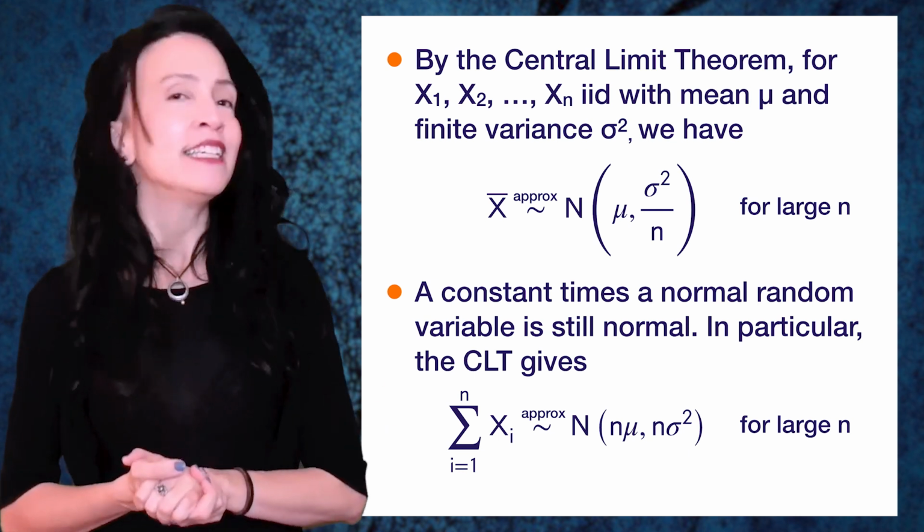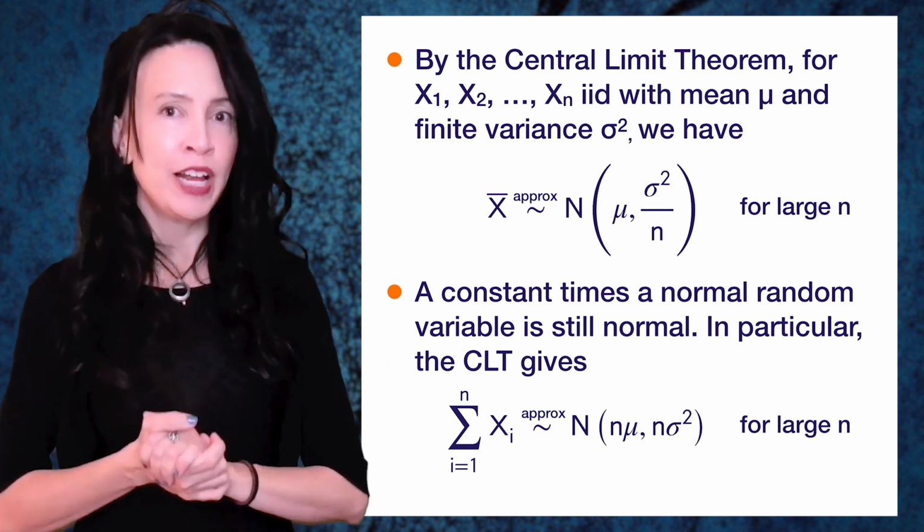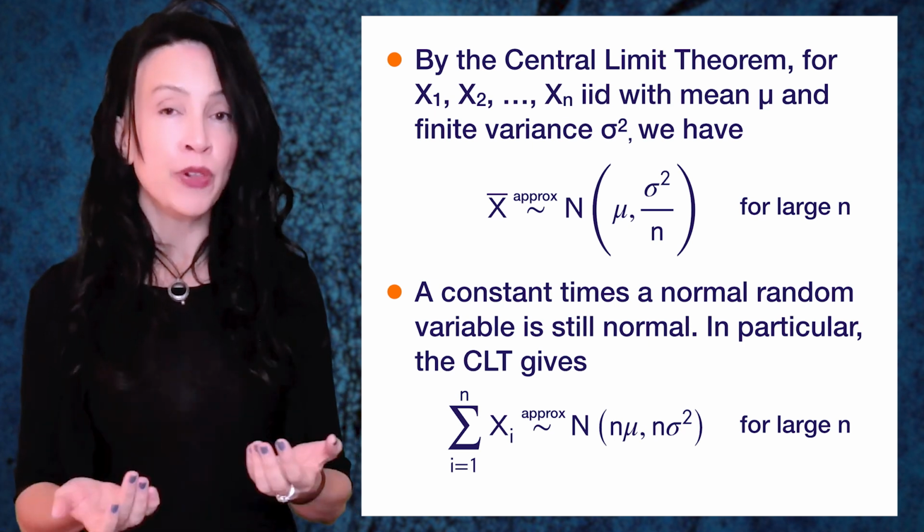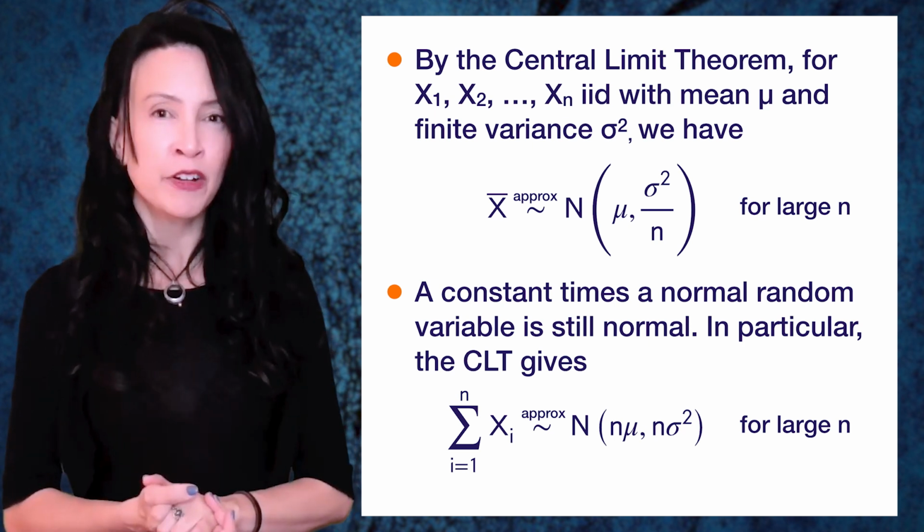Large n is generally considered in most textbooks to be n greater than 30 or n greater than 40. The actual rate of convergence depends strongly on the underlying distribution that we're applying the central limit theorem to.